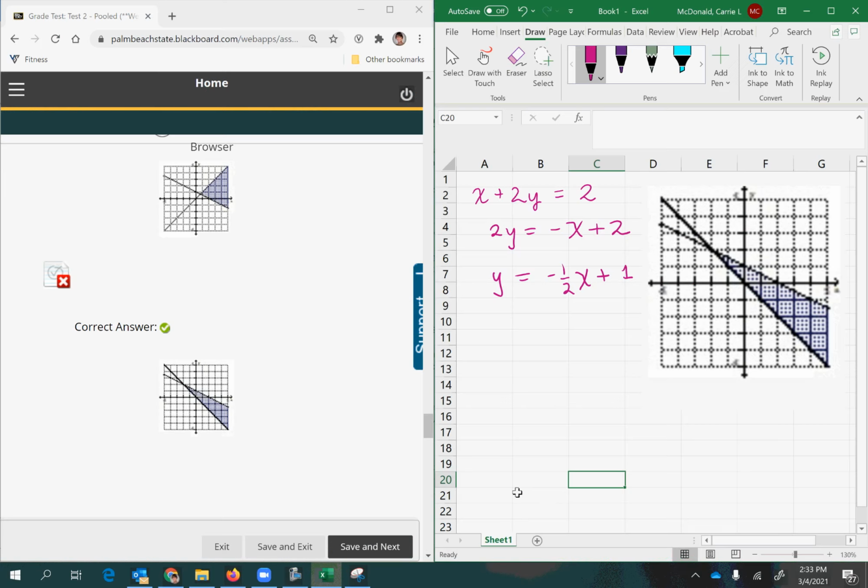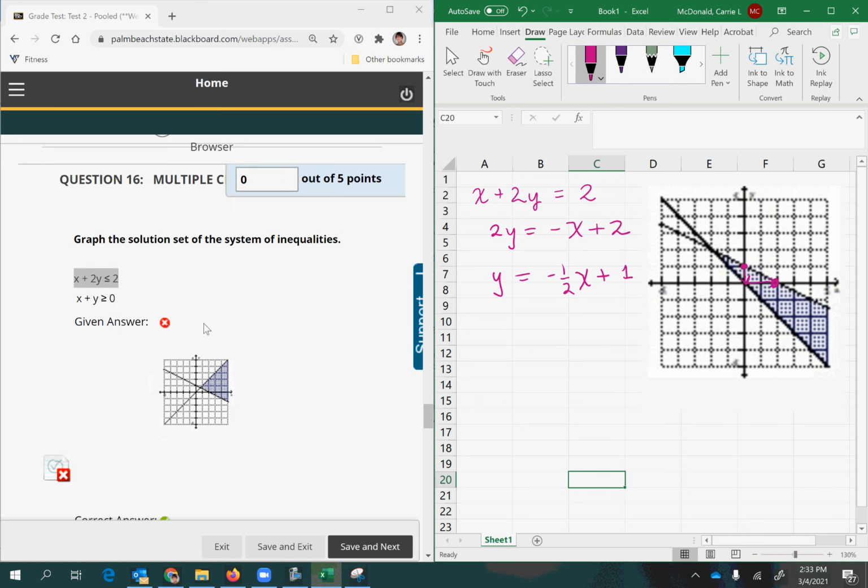Pause again. All right, so we have the y-intercept of 1, and then a slope of negative, so it's going to be going downhill from left to right, -1/2. So I'm going to go down 1 and over to the right 2. And then since it had a less than or equal to sign, this should be a solid line.